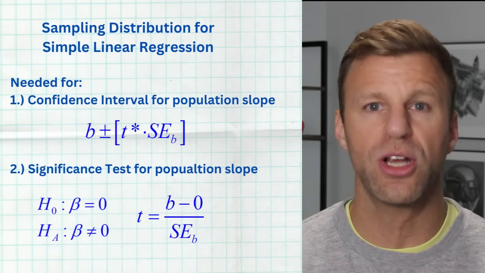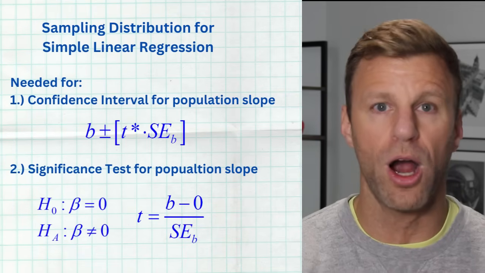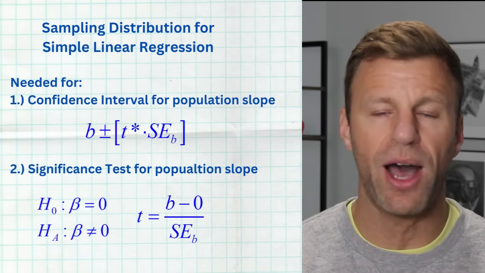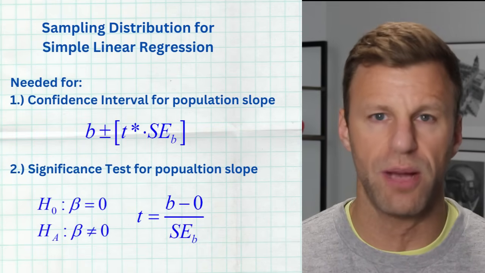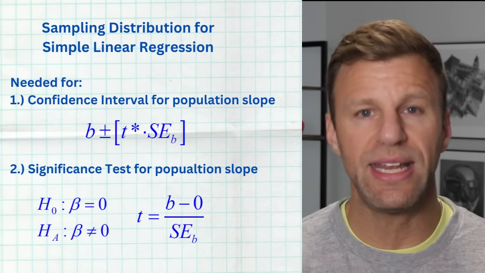Now here we're going to be using our generic test statistic formula. So we're going to take our sample slope, our statistic b, we're going to subtract 0. 0 was from that null hypothesis that there was no relationship. And then we're going to divide by the standard error. But again, the key thing you need is the standard error.